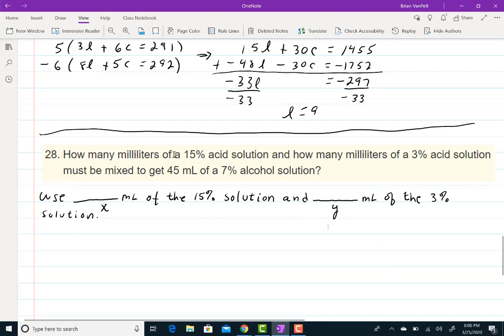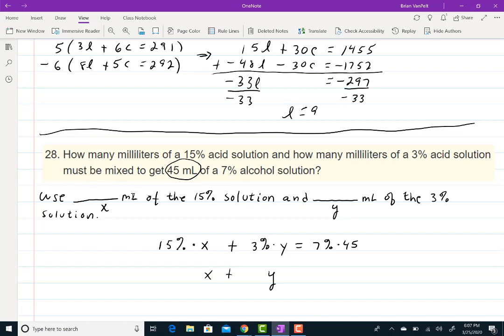So the first thing that we do, how many milliliters of a 15% acid? We're taking a 15% solution, multiplying it by X. That's how much pure acid we're using of the 15%. And then we're using Y milliliters of the 3% for a total of 45 milliliters that is 7%. So 7% times 45. On the other hand, we know that we're using a total of 45 milliliters. That means that X plus Y must equal 45. That's the total amount of liquid that we're using.